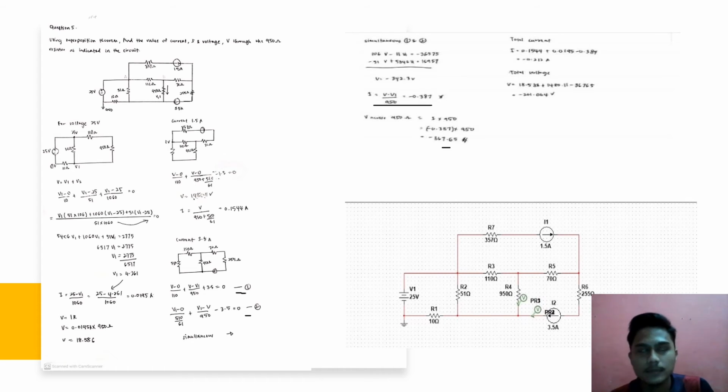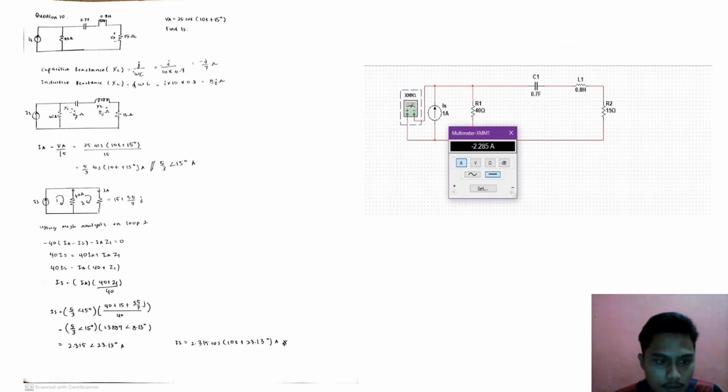And this is the Multisim. Okay, next for question 10. For question 10, VA equal to 35 cos 10t plus 15. Find IS. So we need the formula for capacitive reactance and inductive reactance.